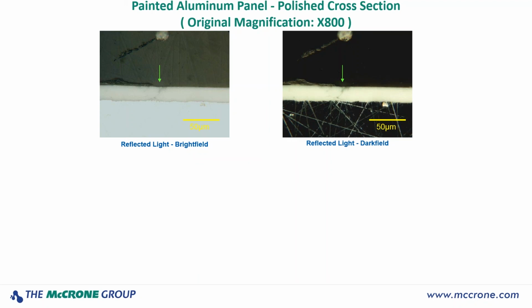Now if we look at the same image in reflected light dark field mode, we can now see the crack a little bit better. It has a little more contrast to it. It's a little darker compared to the white paint matrix. But also notice how the aluminum surface now looks very dark, and we can see all the fine scratches compared to the nice reflected bright surface in the bright field image.